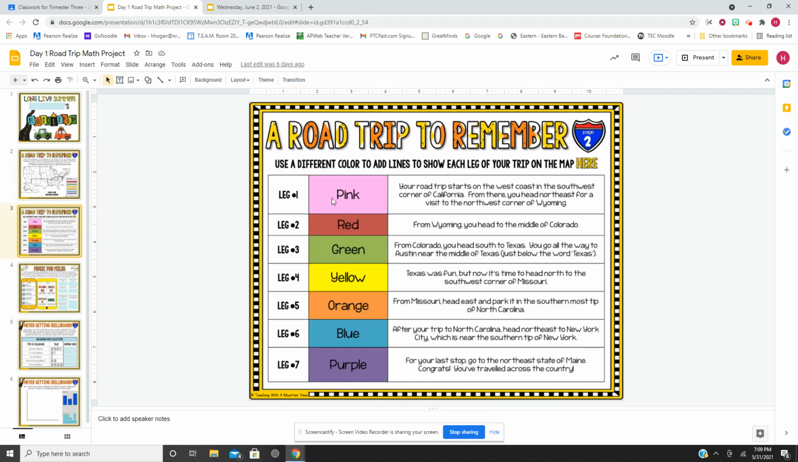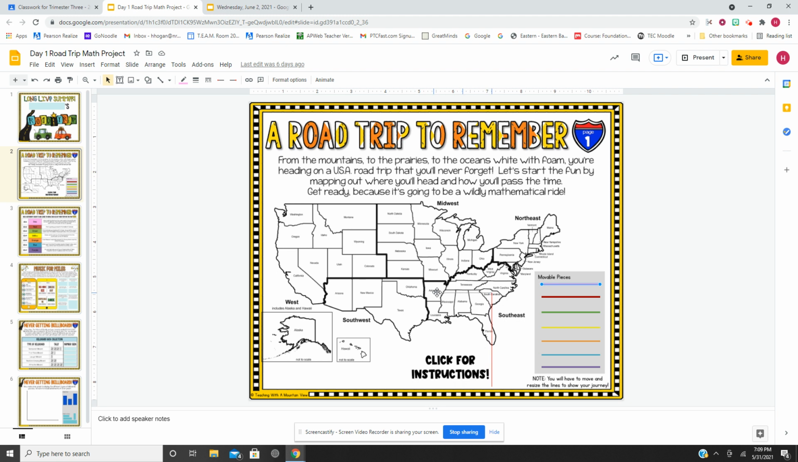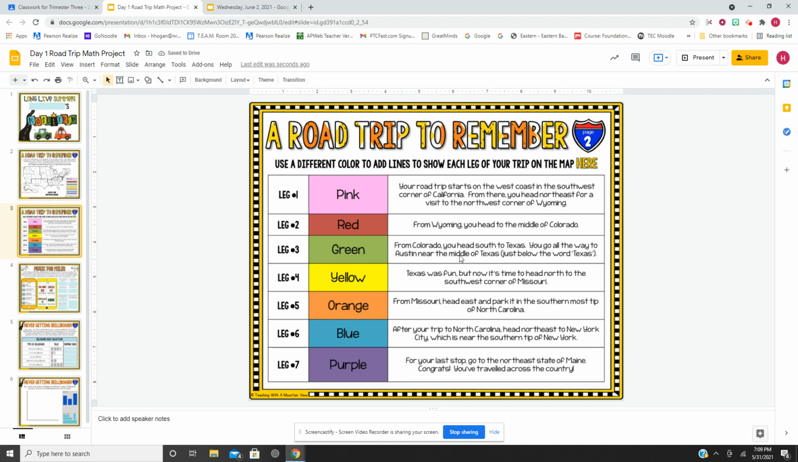Leg 1, pink. Your road trip starts on the west coast in the southwest corner of California. From there, you head northeast for a visit to the northwest corner of Wyoming. So you're going to get this pink, go here to Wyoming, and drag it like that. Okay? So that's the first leg. Do you get the idea? You're going to drag and drop these, and this tells you your road trip.